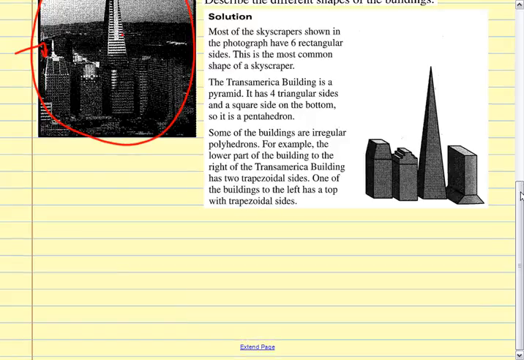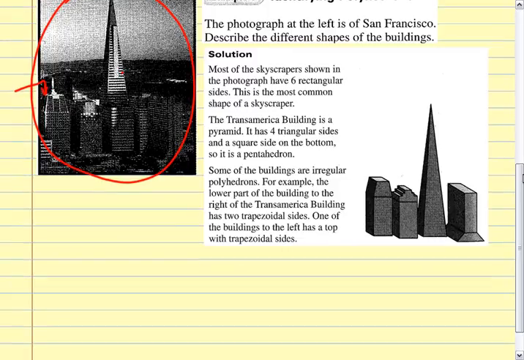Now, it says, describe the different shapes of the building. These are kind of irregular, right? This is a rectangle, this is a trapezoid, right? This one right here, I don't even know what that is. That's weird. But let's look at this one. Can you give me the 2 names of that one? What do you think that one is?